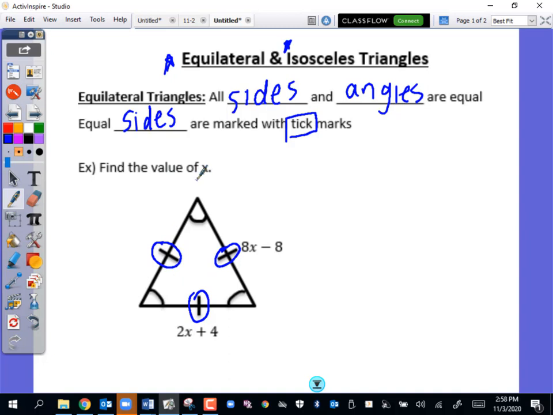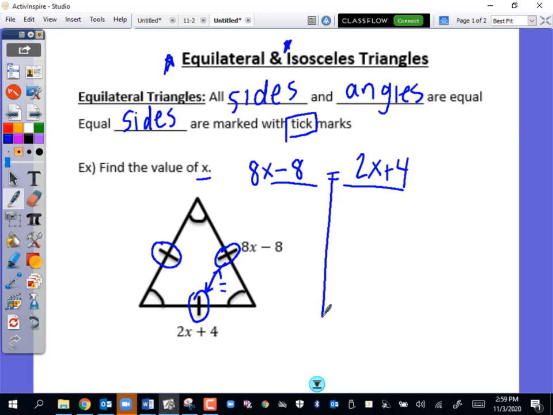So when it says find the value of x, I'm supposed to write an equation to solve for x. I know that these two sides are equal because that's what the tick mark means. So what equation am I going to write? Something equals something else. I put 8x minus 8 on one side, and on the other side, 2x plus 4. And we're going to solve this equation. I need to get my x's together on one side and then move my regular numbers to the other side. So I'm going to minus 2x from both sides.